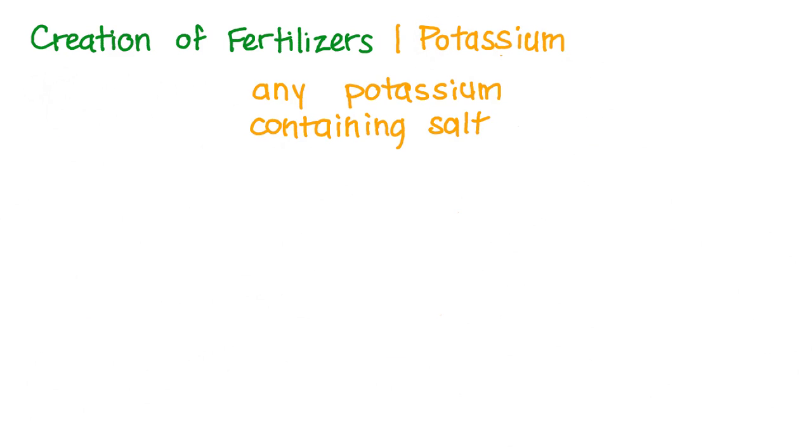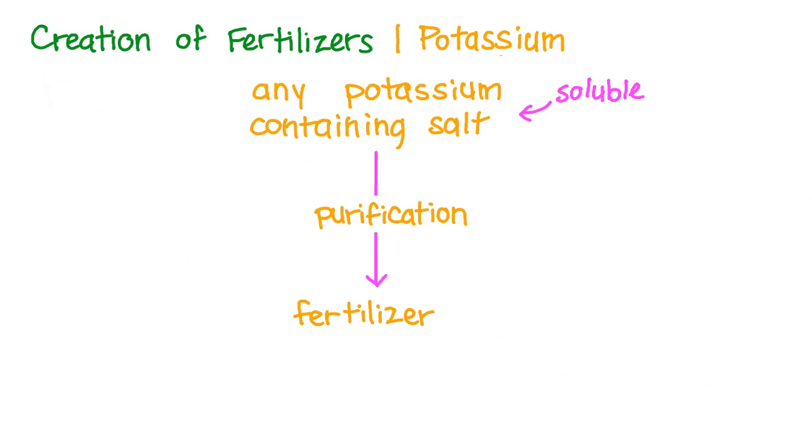The creation of potassium fertilizers starts with any potassium-containing salt. Unlike phosphate rock, potassium-containing salts are soluble. This means that we don't have to perform any reactions on these salts in order to use them as a fertilizer. The only thing that we might have to do is purify them to remove other salts, like sodium chloride.